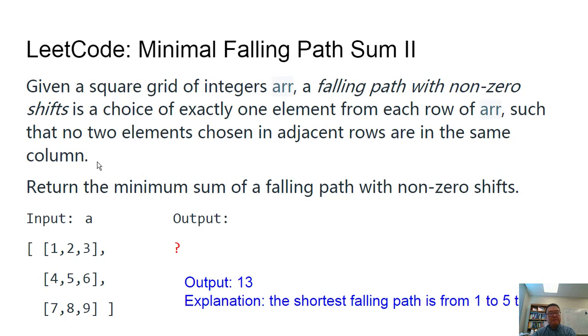However, because we require a non-zero shift, if we pick 1, the next one cannot be 4. It can be any of the other ones, 5 and 6. So in order to get the minimum path, the best way is to pick 1 and 7. And then we will not pick the minimum element on the second row, so we can pick the second minimum, which is 5. So then we have the path 1, 5, 7. That gives us an output of 13.